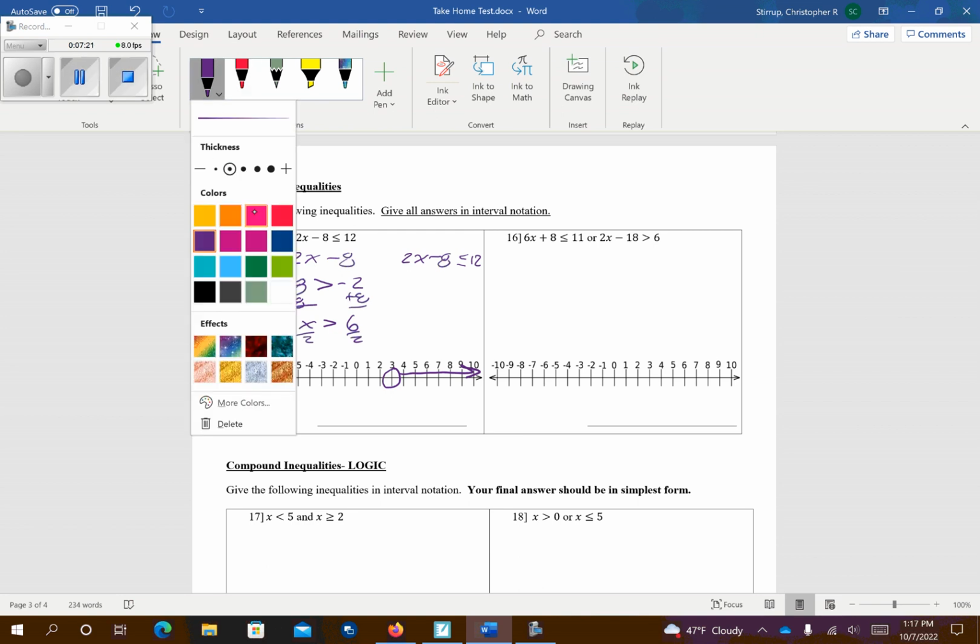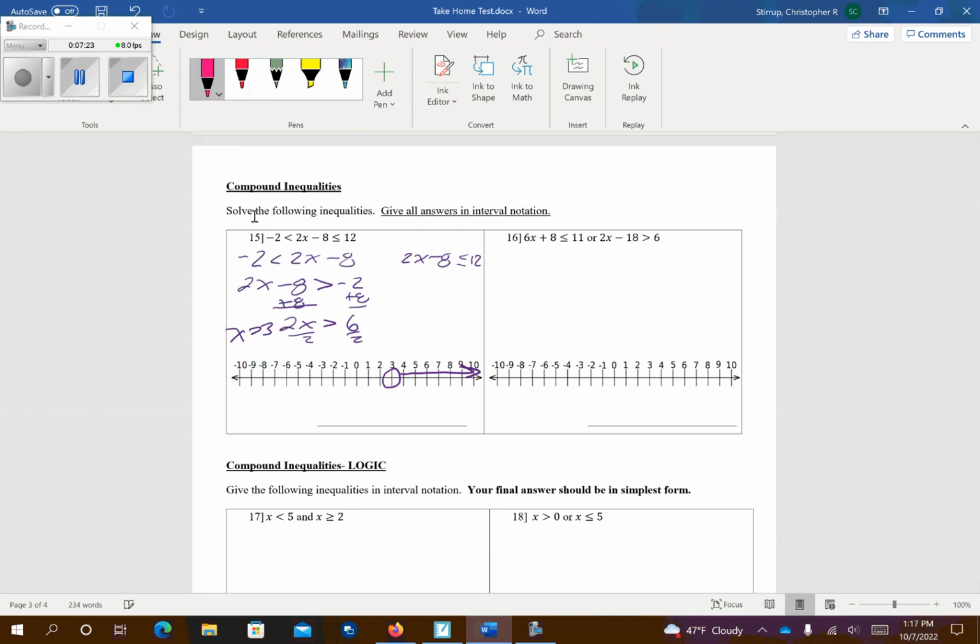Change color. Change it to hot pink. This one I'm going to solve. I'm going to add 8 to both sides. So I get 2x is less than or equal to 20. Divide each side by 2. So x is less than or equal to 10. So 10, that's a solid dot at the 10. And it's going this way. This middle region here is our overlap. So if we read the overlap from left to right, soft bracket 3 to hard bracket 10. Done.